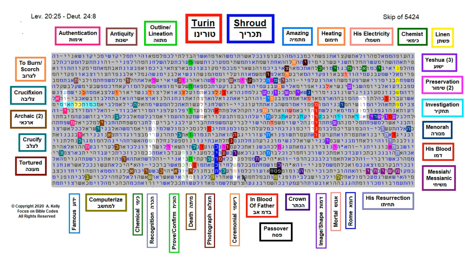Much scientific investigation has been done on the shroud. It has been subjected to chemical testing by expert chemists. Investigation is here in this light teal, and chemists is in this green. Chemical is in this green lettering, going up.